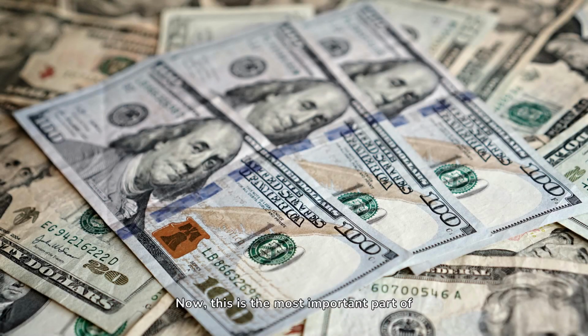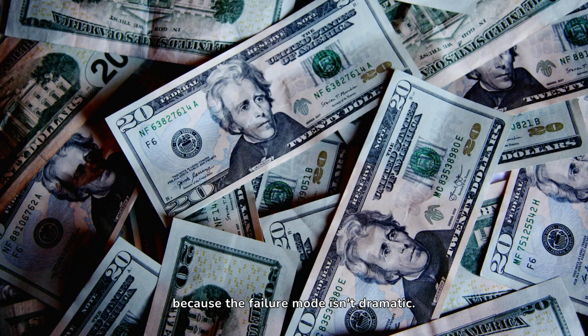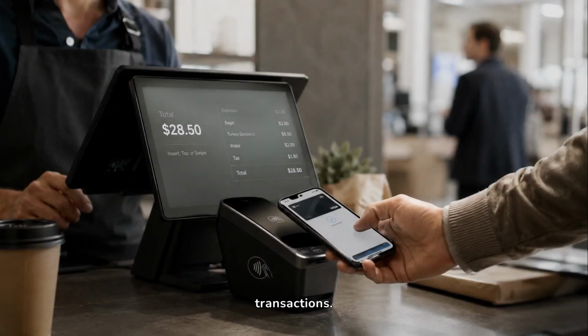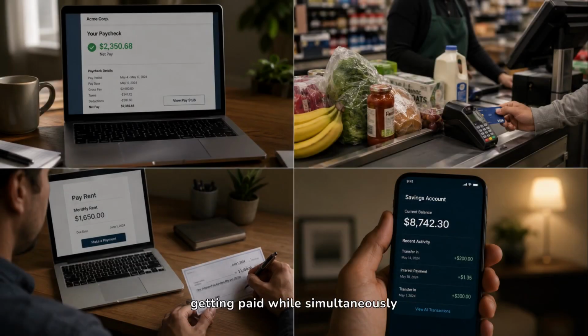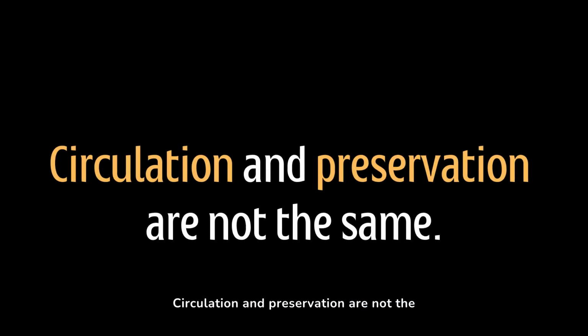Now this is the most important part of the episode, because the failure mode isn't dramatic. It's quiet. A currency can keep circulating in transactions. People keep using it every day. Prices stay denominated in it. Wages keep getting paid, while simultaneously failing as a store of value. Circulation and preservation are not the same function.